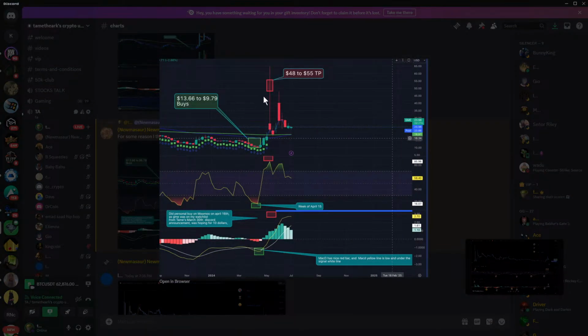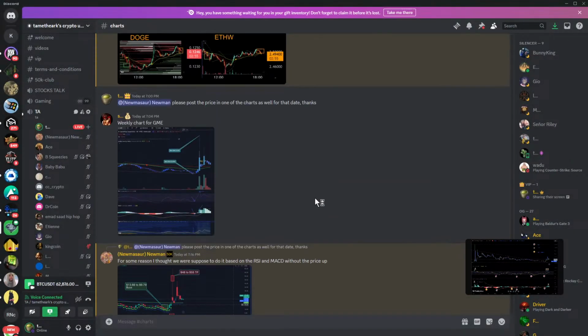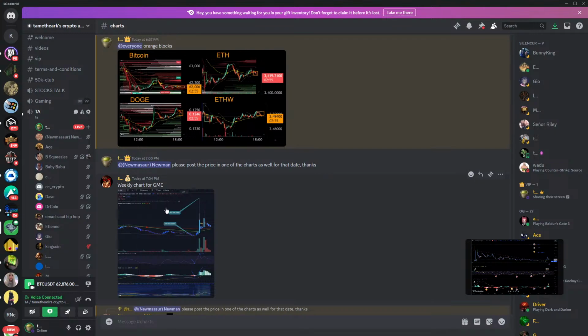Newmaster did this one, and this is pretty good. He did his buy down here when the RSI is completely oversold, and the MACD is still not all the way down, but it's a decent area. Then he did the sell before the MACD got completed, when RSI was overbought the first time. That's not the worst take profit. It's a good one though. So for GameStop, from $9 to $13 buy, take profits 48 to 55. That's pretty good. So far, he's the only one that I see besides this chart.